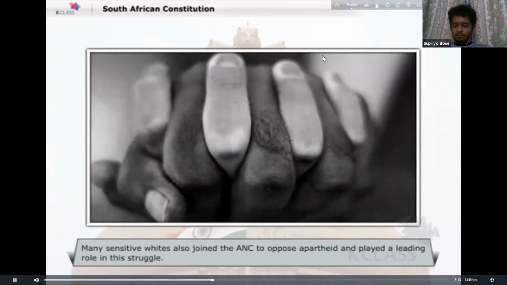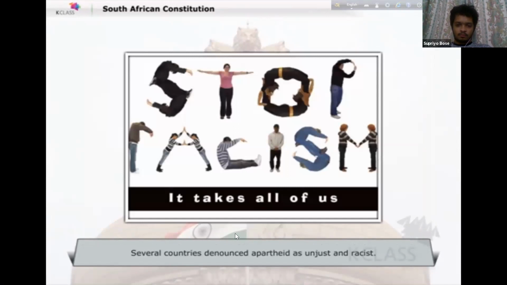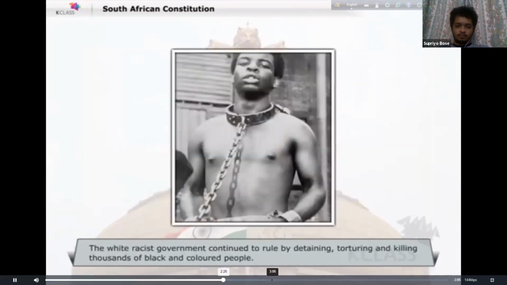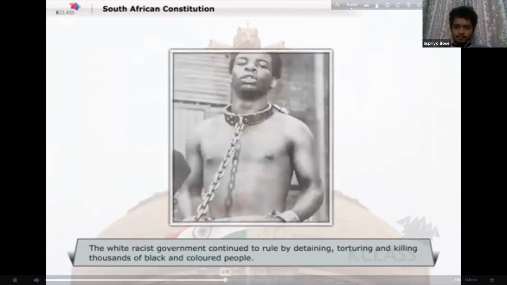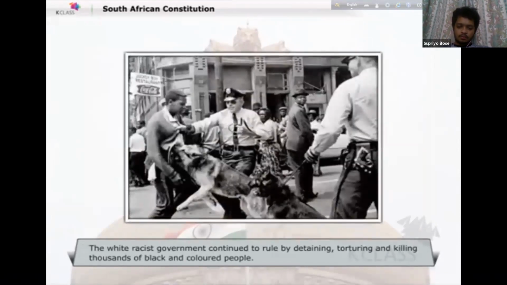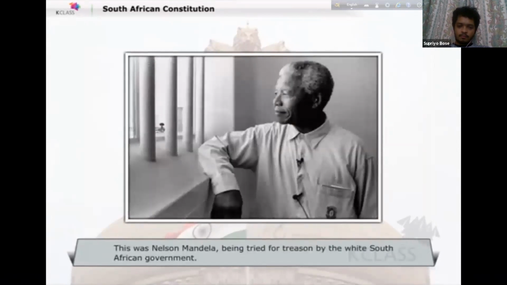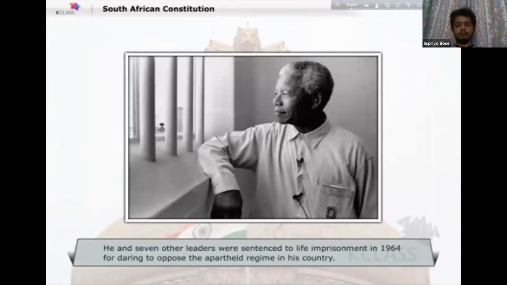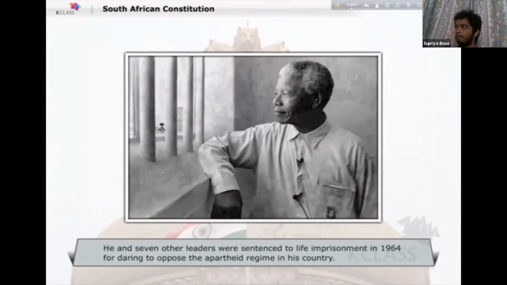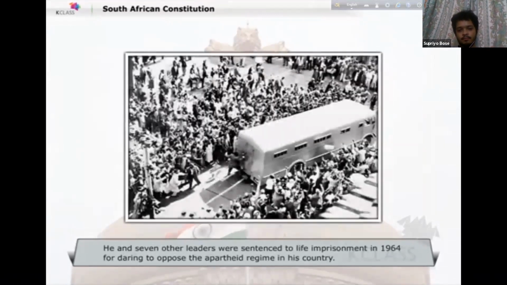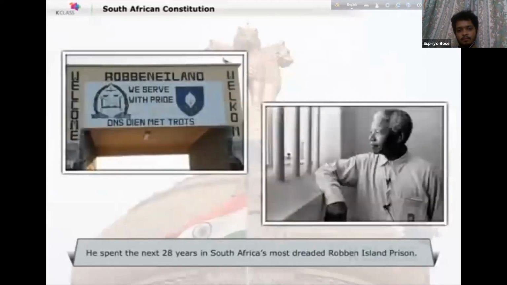Several countries denounced apartheid as unjust and racist. The white racist government continued to rule by detaining, torturing, and killing thousands of black and colored people. This was Nelson Mandela being tried for treason by the white South African government. He and 7 other leaders were sentenced to life imprisonment in 1964 for daring to oppose the apartheid regime in the country. He spent the next 28 years in South Africa's most dreaded Robben Island prison.